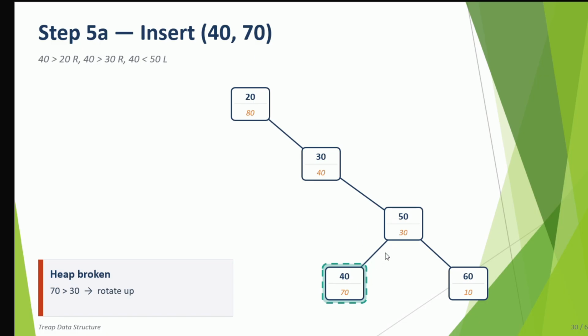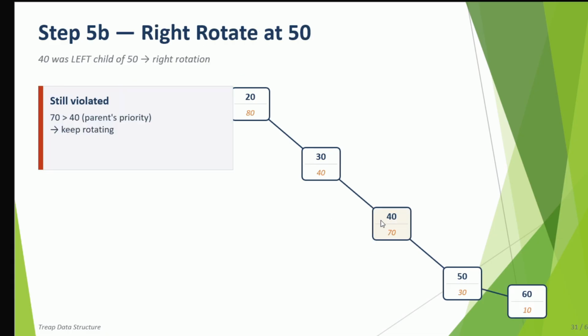And now we have to compare the priority values. 40's priority value is 70 and its parent 50 has priority value 30. So it violates the heap property. So we need to perform a right rotation here so that 40 goes up and 50 goes down as 40's right child. So after performing right rotation, the TREAP looks like this.